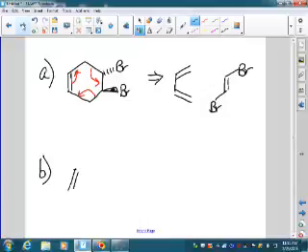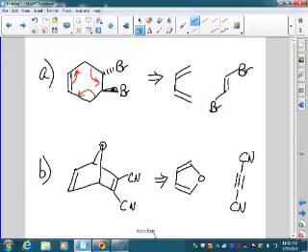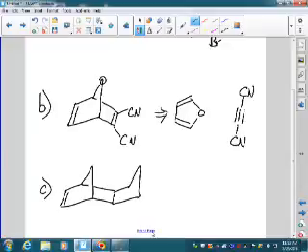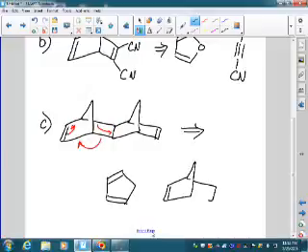B has a bridgehead with an oxygen at the top. Oh, we just made this compound. So it's from furan. And the triple bonded alkyne, the alkyne. Put the cyanides on it. And then this one we did in class as well. Again, we're just moving this double bond. That's it. And so that comes from cyclopentadiene and norbornadiene, which is the name of this compound.